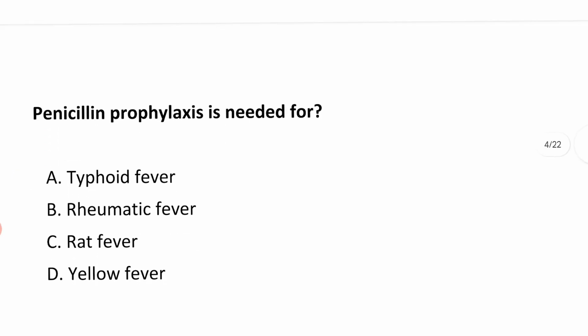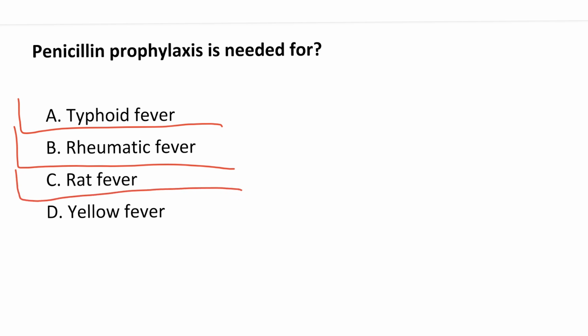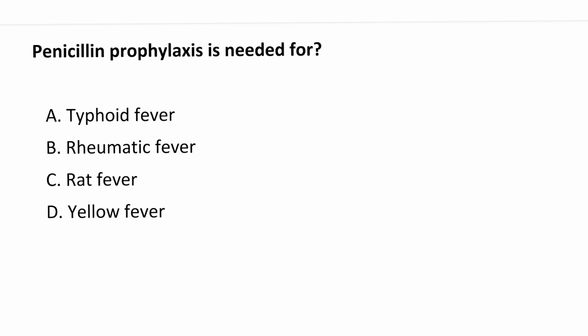The next question is, penicillin prophylaxis is needed for option A, typhoid fever. Option B, rheumatic fever. Option C, rat fever. And option D, yellow fever. And the correct answer is option B, rheumatic fever. Penicillin prophylaxis is needed for rheumatic fever.